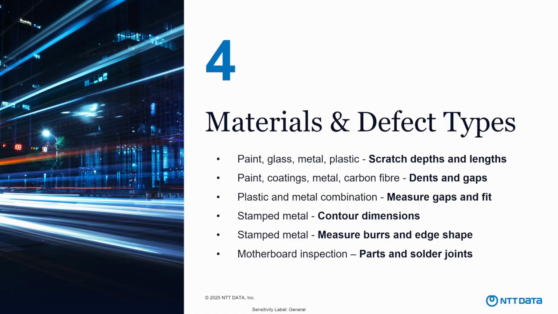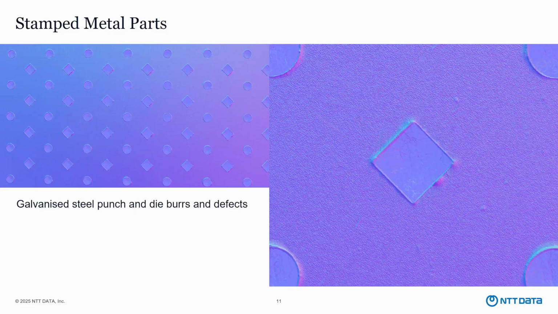For stamp metal, we can look at the contour dimensions. For stamp metal, we can look at burrs and edge shapes where there might be fully die cut elements. And for things like motherboard inspection, we look at parts and solder joints. But certainly there are many, many other examples, including powders, for example, in the pharmaceutical industry, textiles. There's a whole range of subjects where you have photometric properties that are excellent to collect using this process.